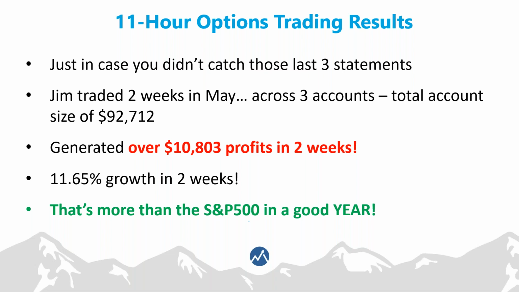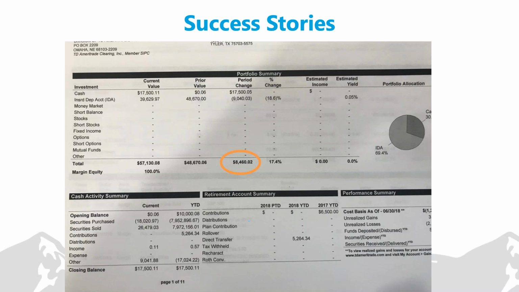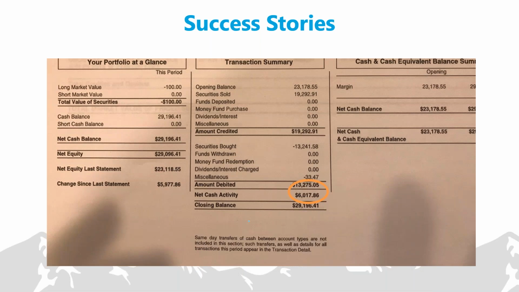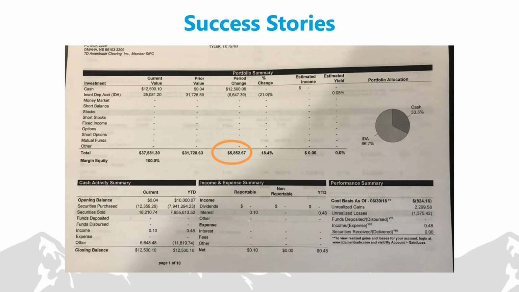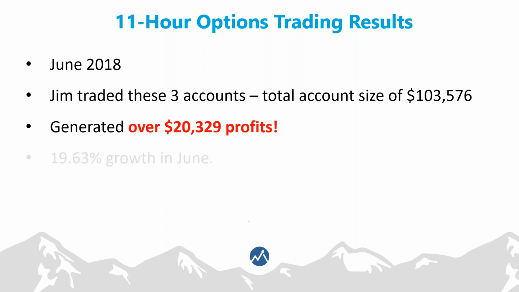Okay? So let's keep going because I'm like, okay, well that's May. Let's see how he sends me the same statements in June 2018. He said, Dave, want to let you know this is how I did this account, $8,460. This account, he profited $6,017. And this account, he did $5,852. If you break that down in June, he started with 103,000 because of all the money he made in May. Okay. He generated over $20,000 in profits in the month of June. And that is a 19.6% return.